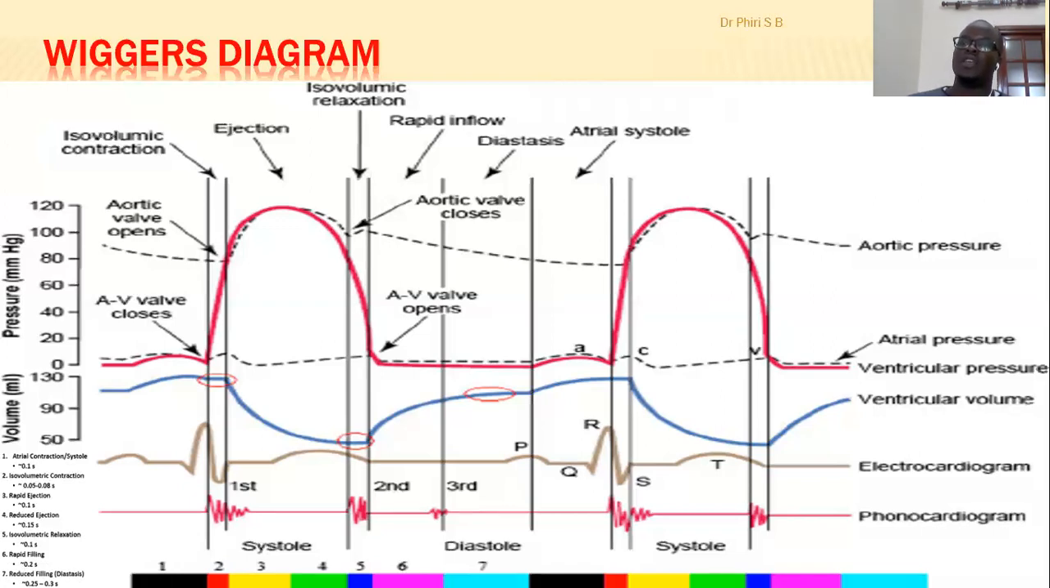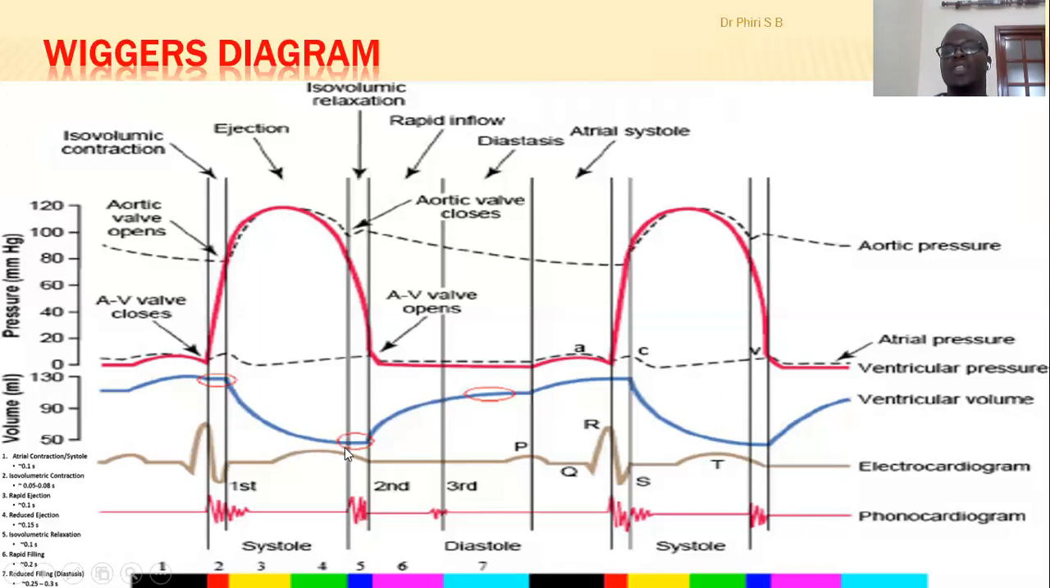That will force blood to want to go back to the ventricles, so that backflow of blood is prevented by the closure of the aortic valve or the closure of the pulmonary valve. When they close, the semilunar valves will produce a sound. This is the second heart sound that is produced here. And then you can see here that this is followed by a T wave.